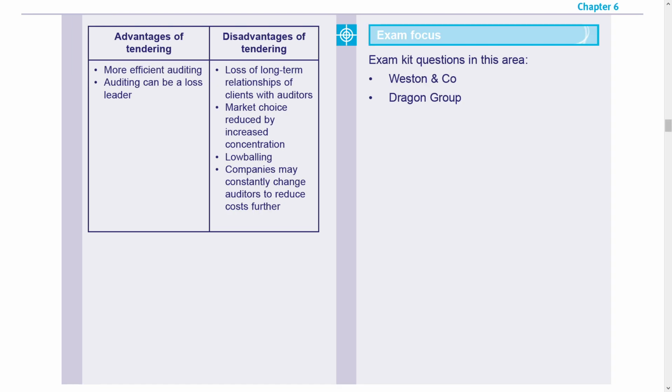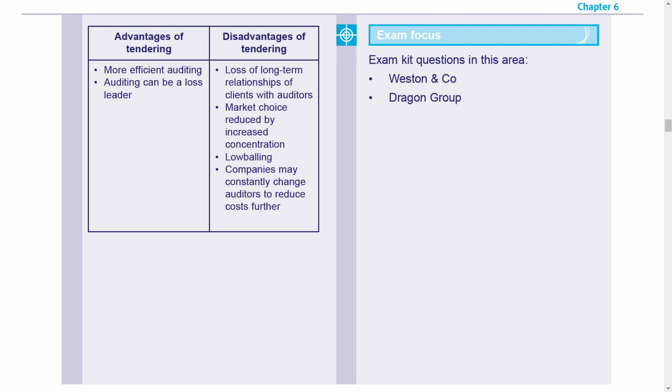Next, we have advantages and disadvantages of tendering. Advantages are more efficient auditing because everyone is competing. Because of that competition, they will want to make good quality. They might want to improve the quality because the one who makes the good quality will win the contract. So because of that, efficient auditing will take place.